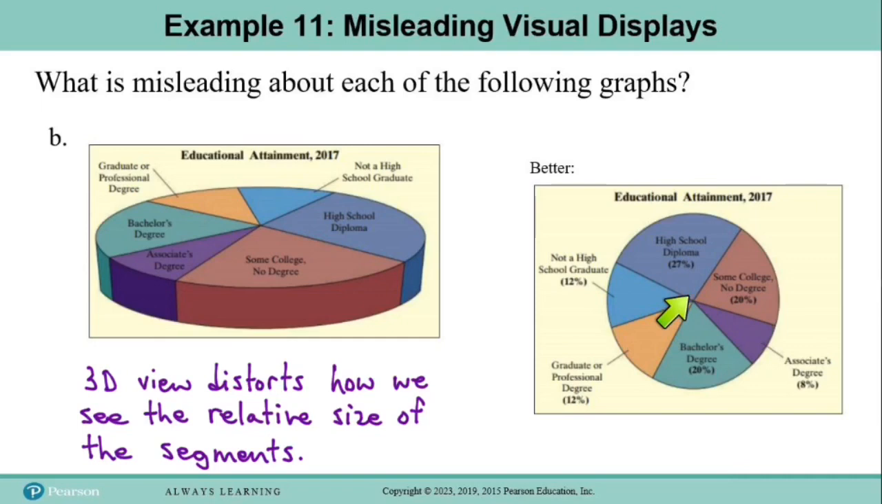Now you can see that it's actually only 20%. It's actually less than a quarter of the circle, but it's hard to tell that when you're looking at the 3D view. And the largest section is actually high school diploma at 27%, but when you look at the 3D graph, it looks kind of small. It looks like less than a quarter when it's actually more than a quarter. So always be just a little bit leery of the 3D graphs.